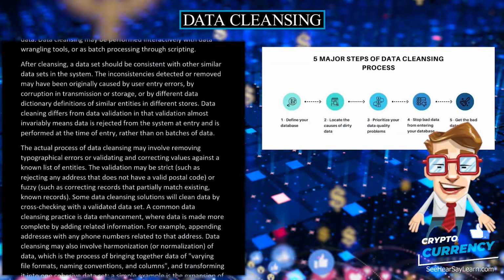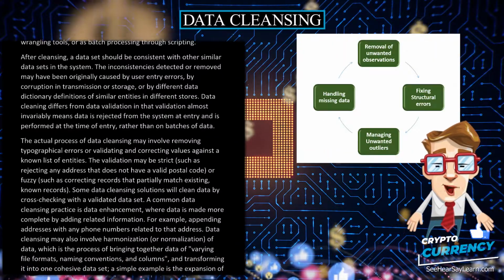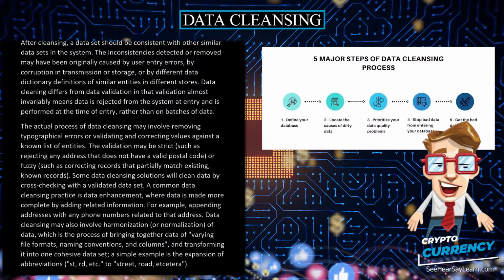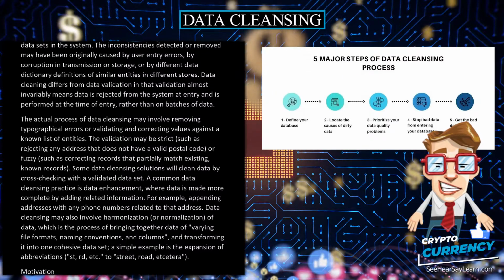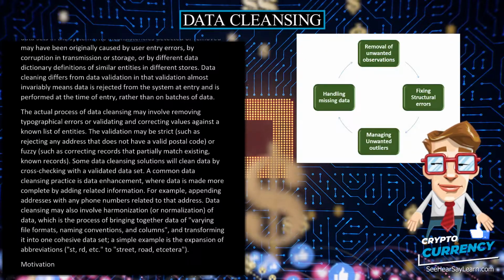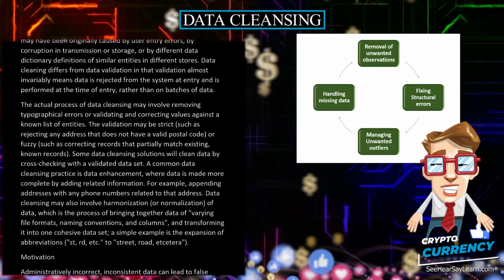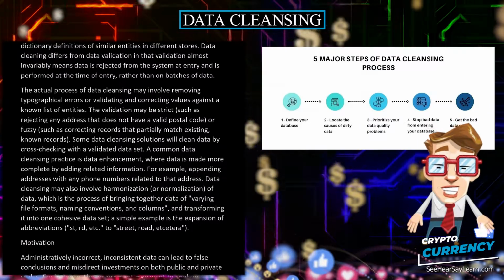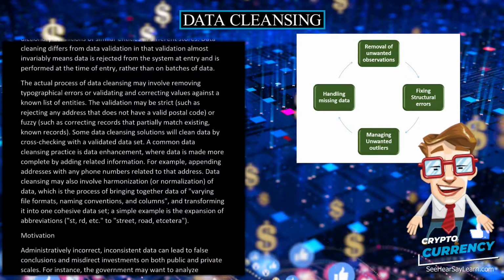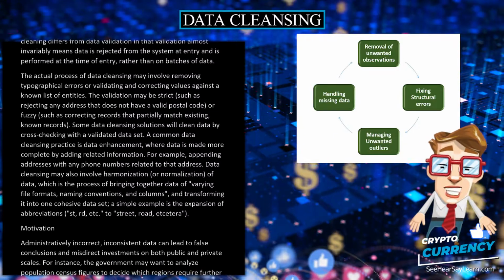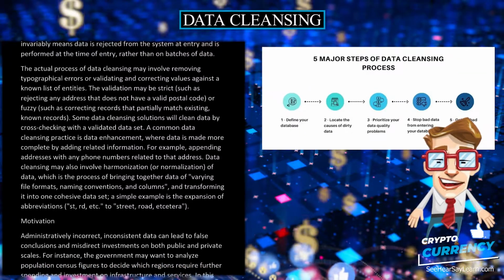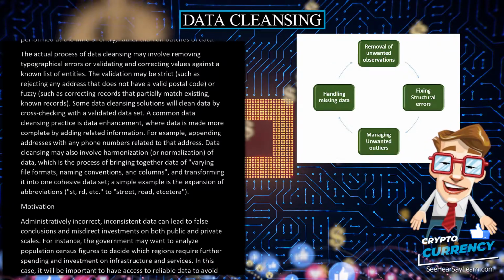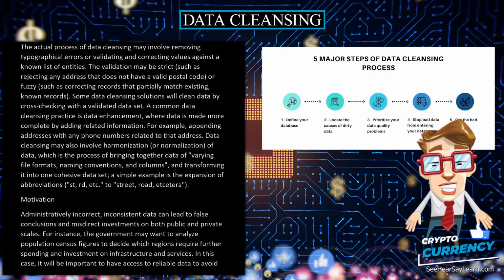The actual process of data cleansing may involve removing typographical errors or validating and correcting values against a known list of entities. The validation may be strict, such as rejecting any address that does not have a valid postal code, or fuzzy, such as correcting records that partially match existing, known records. Some data cleansing solutions will clean data by cross-checking with a validated dataset. A common data cleansing practice is data enhancement, where data is made more complete by adding related information. For example, appending addresses with any phone numbers related to that address.